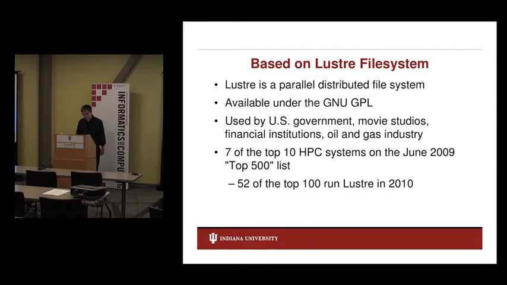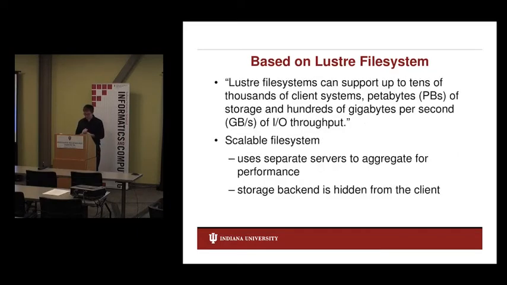Seven of the top 10 HPC systems on the Top 500 list as of June 2009 used Lustre, and in 2010, 52 of the top 100. Some people might think that Lustre is unstable or erratic, but other people are using it quite successfully. The reason people use it is because it scales really, really well: tens of thousands of clients, petabytes of storage, gigabytes per second of I/O throughput. Whatever hardware you have, Lustre will make use of it.